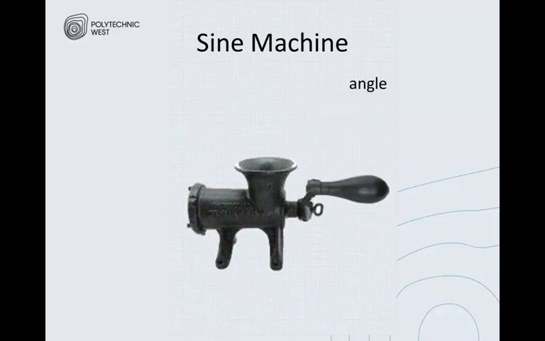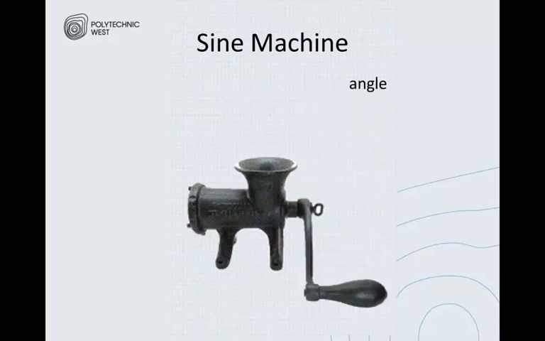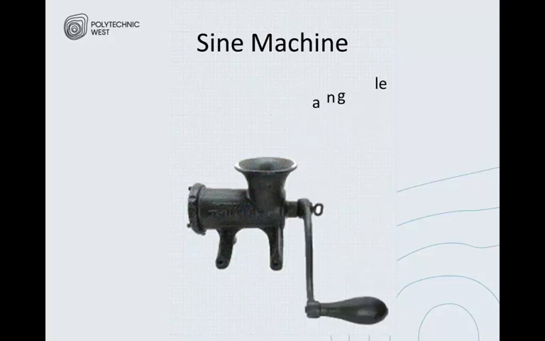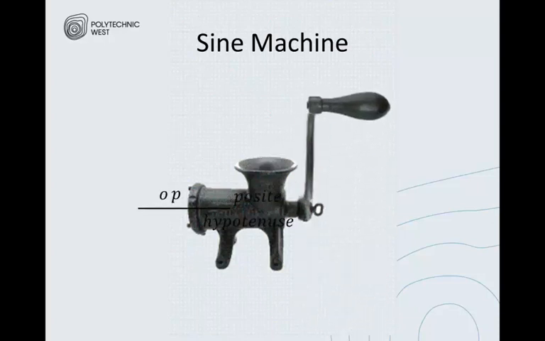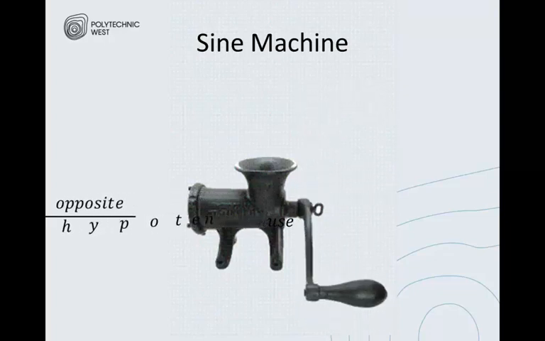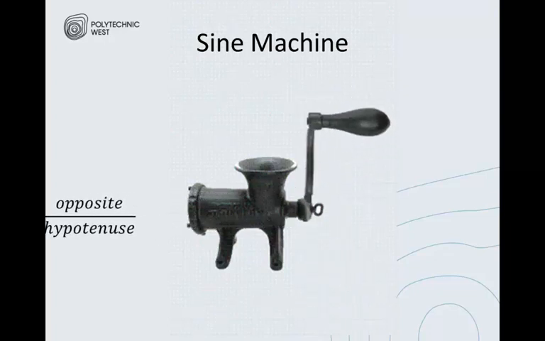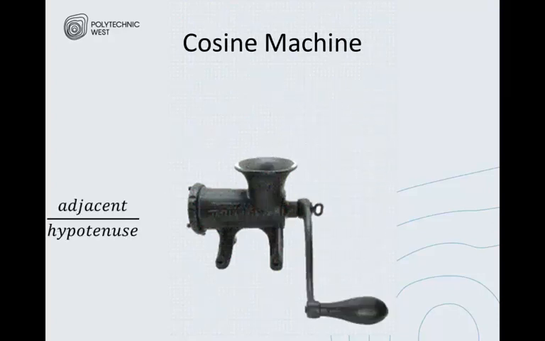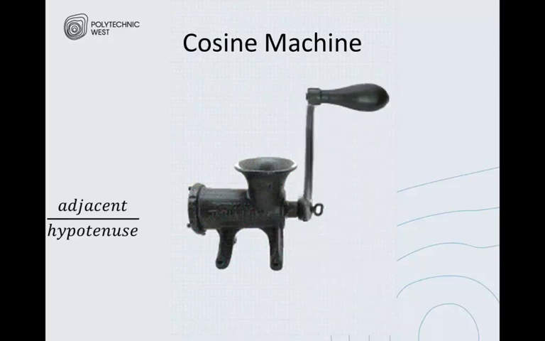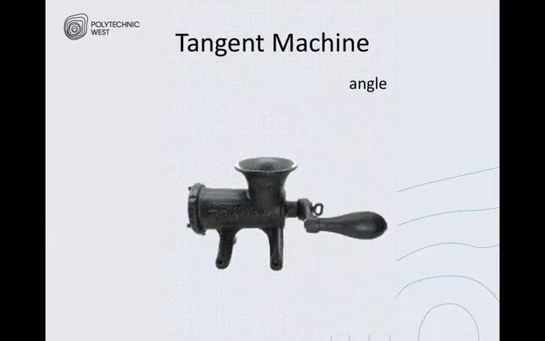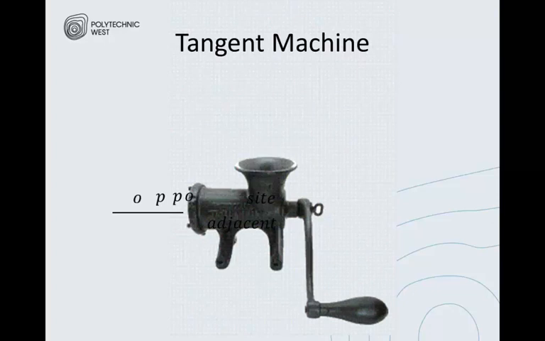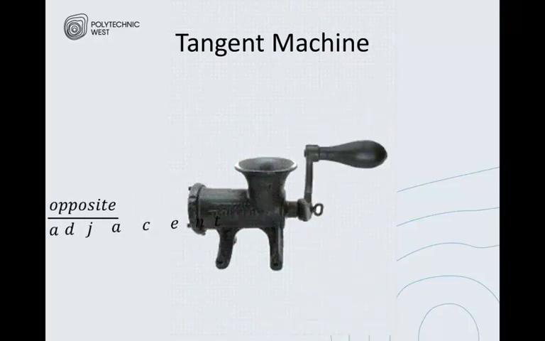back to our triangles. Each angle has a unique set of ratios. The sine machine: you put an angle in, and out comes the ratio of the opposite divided by the hypotenuse. The cosine machine: you put an angle in, and out comes a ratio of the adjacent over the hypotenuse. And the tangent machine: you put an angle in, and out comes a ratio of the opposite over the adjacent.